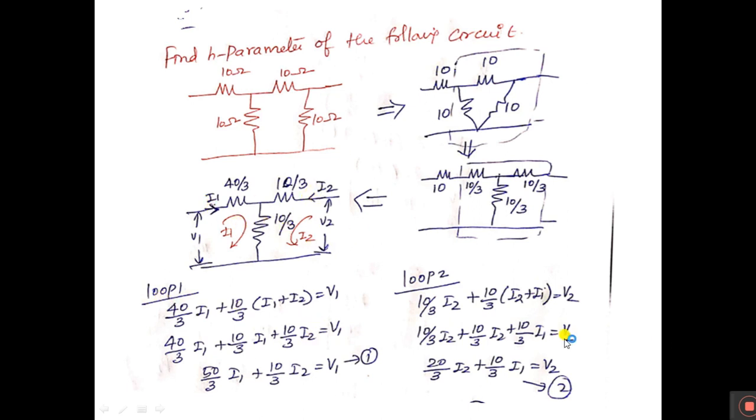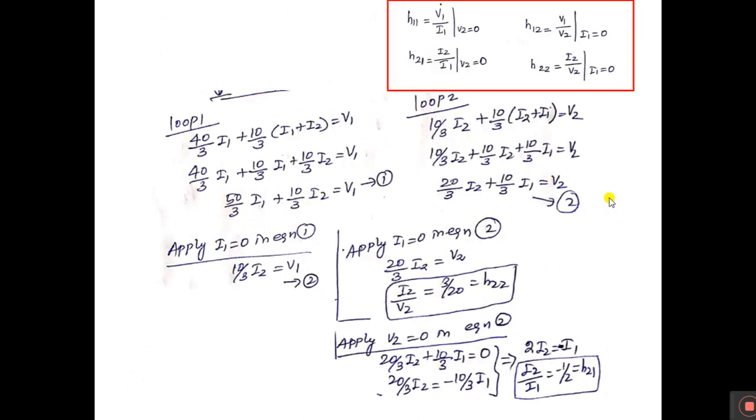As usual, you can write the loop equation. So 40 by 3 I1 plus 10 by 3, both currents are entering towards the 10 by 3 resistor, so 10 by 3 into (I1 plus I2) equals V1. If you simplify, 50 by 3 I1 plus 10 by 3 I2 equals V1. Similarly loop 2: 10 by 3 I2 plus 10 by 3 (I2 plus I1). If you simplify, you get 20 by 3 I2 plus 10 by 3 I1 equals V2. Now you have two equations.